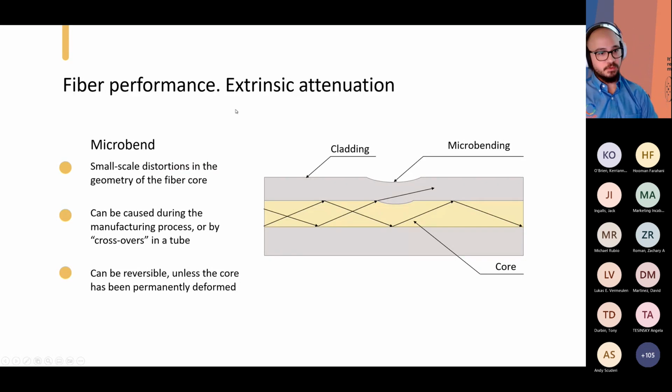Micro bending. So we have macro bending, and now we have micro bending. These are kind of smaller scale distortions that can be caused by various reasons. Some common ones are like fibers crossing over or crowding in a tube. And these are also reversible unless you have permanently deformed the cladding or the core as a result. Microbends are a little bit harder to work with than macrobends.